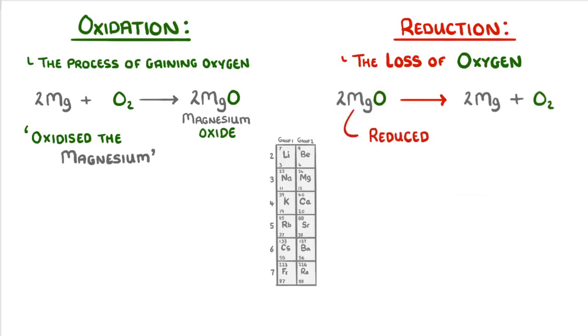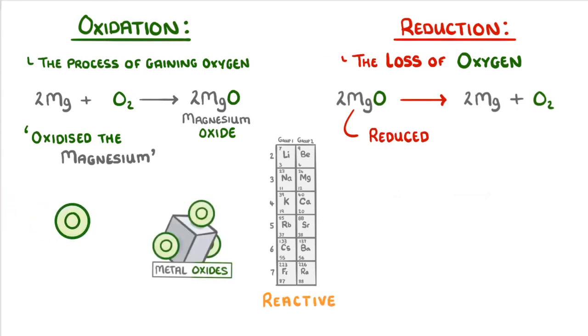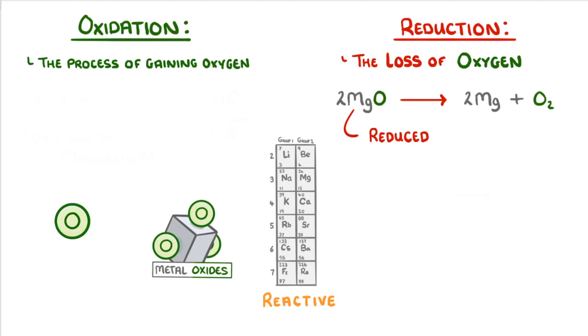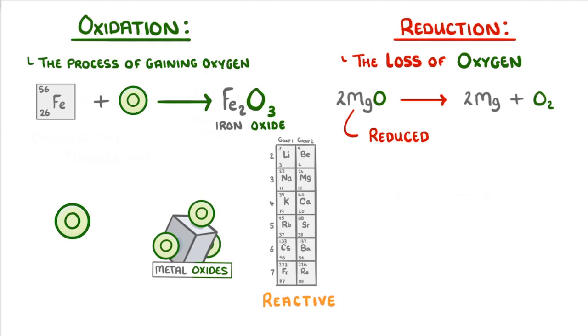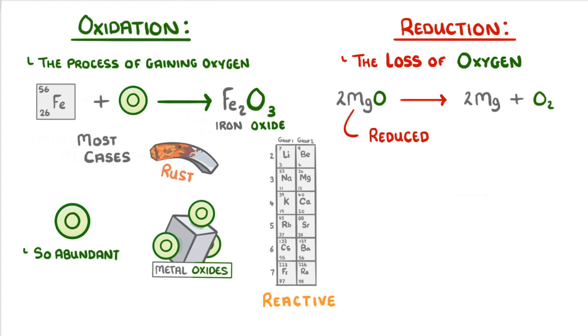Now, as most metals are fairly reactive, when they're exposed to oxygen, they'll oxidize into a metal oxide. For example, iron naturally reacts with the oxygen in the air to form iron oxide, which is more commonly known as rust. And because oxygen is so abundant in our atmosphere, most of the metal on Earth will have come into contact with it at some point. And in most cases, as long as it's left long enough, the metal will have been oxidized.